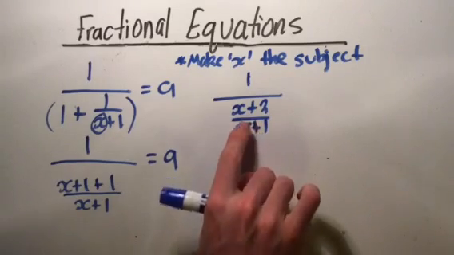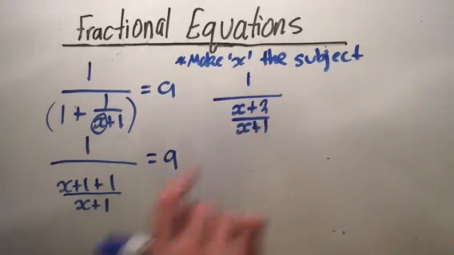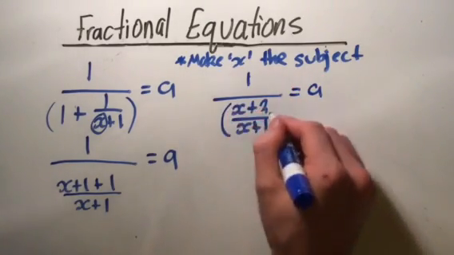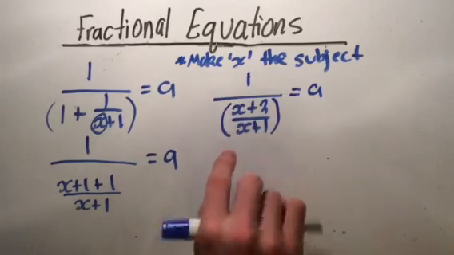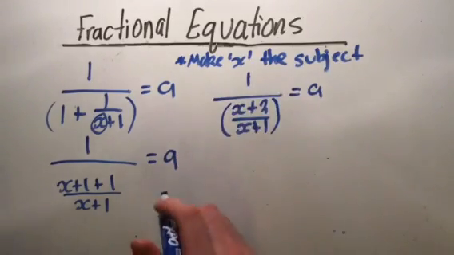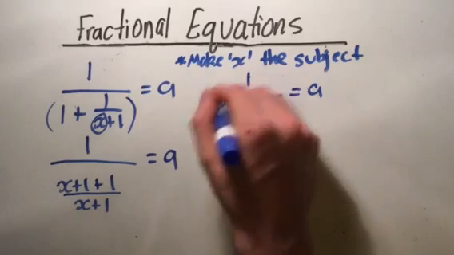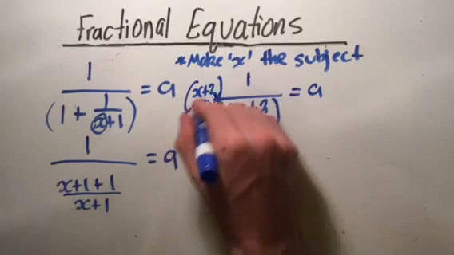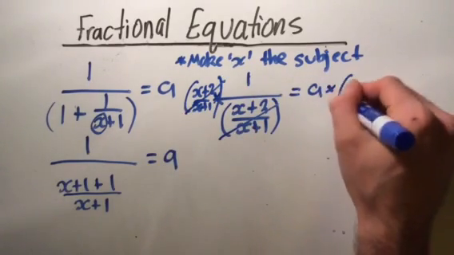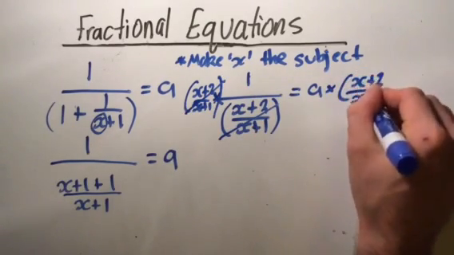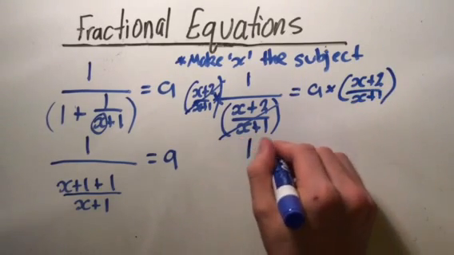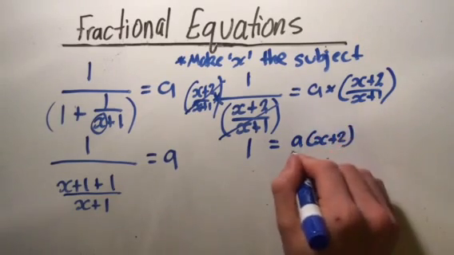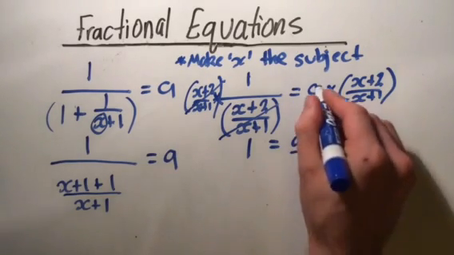Now remember, this is a smaller fraction here, as it was in the question. So we've got to make sure it's clear that this one's our big fraction, this one's our small one, which equals a. What I can do now is, because this is the denominator of the big fraction, I just simply have to times both sides by this bottom denominator. So I'm timesing this bigger fraction by x plus 2 over x plus 1, which is going to cancel that out. And I'm going to times this side by x plus 2 over x plus 1. And that's going to give me 1 equals a x plus 2 over x plus 1, just timesing across here.